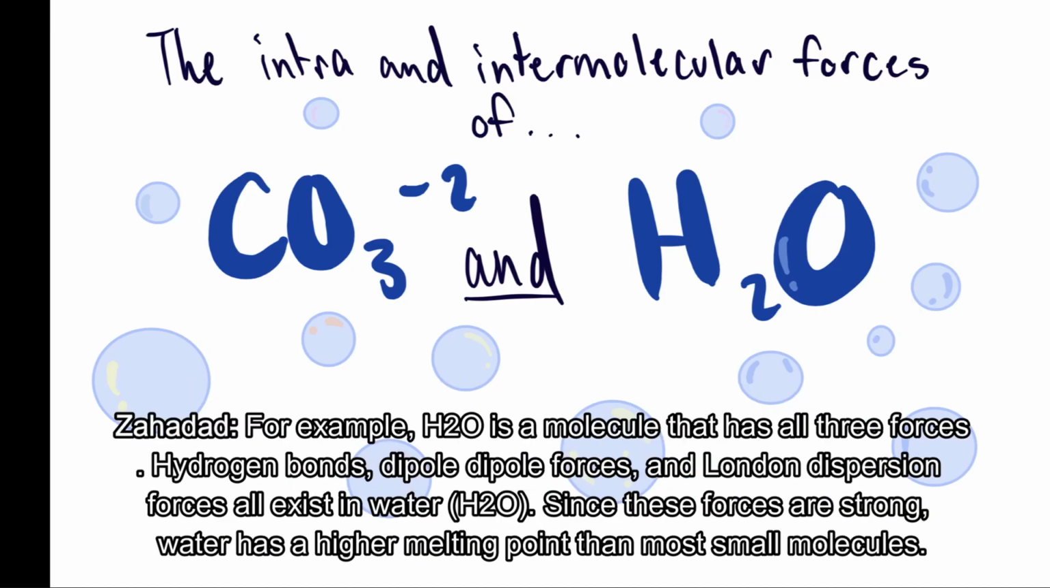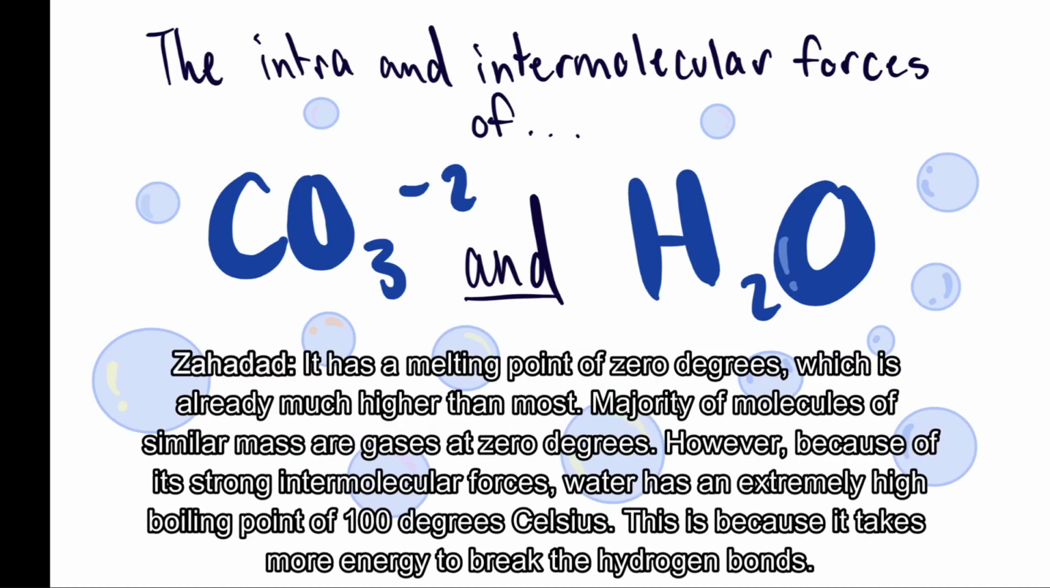For example, H2O is a molecule that has 3 forces. Hydrogen bonds, dipole-dipole forces, and London dispersion forces all exist in water. Since these forces are so strong, water has a higher melting point than most small molecules. It has a melting point of 0 degrees, which is already much higher than most. The majority of molecules of similar mass are gases at 0 degrees. However, because of such strong intermolecular forces, water also has an extremely high boiling point of 100 degrees Celsius. This is because it takes more energy to break apart the hydrogen bonds.